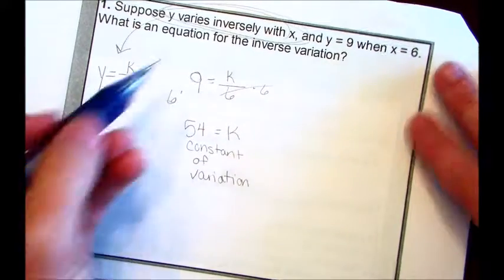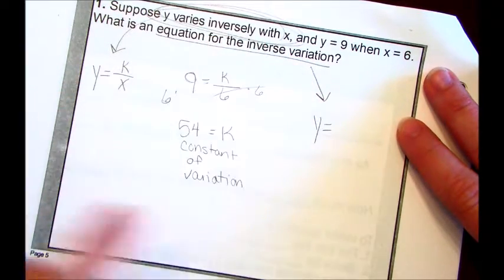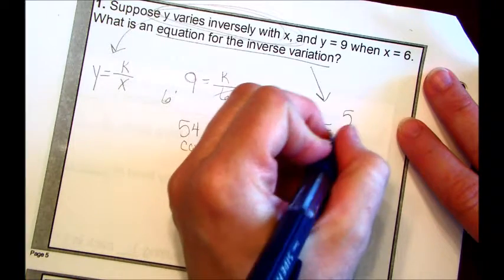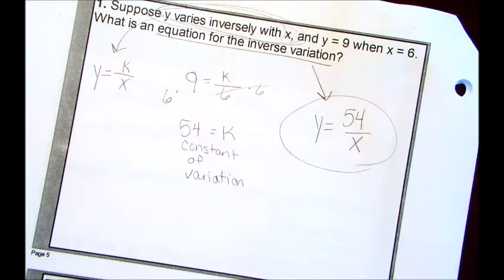Now for our equation. You do y equals this number, 54, divided by x. And that is the answer they want us to get.